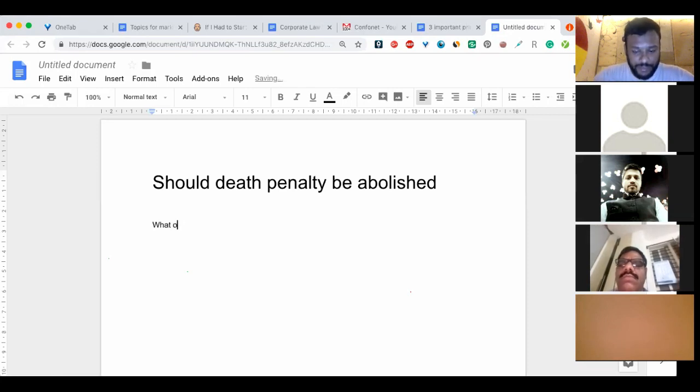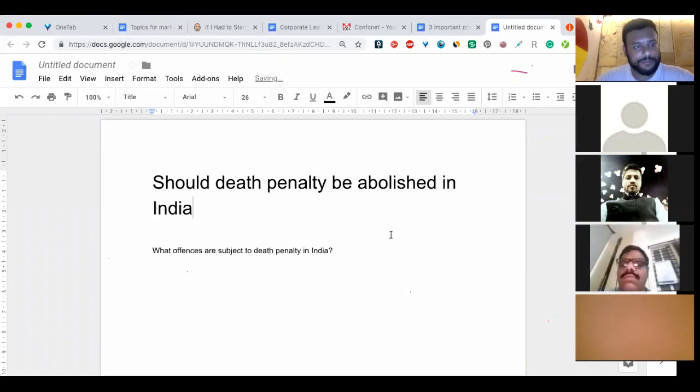What offenses are subject to death penalty in India? Okay, let's restrict it to India for the time being. So, should death penalty be abolished? We are guessing it is actually abolished in most countries in the world. So, when this question arises, we can assume that we are talking about India, right? So, we can add it to the topic: abolished in India. Okay. So now I've got a lot of questions. That is great. Thank you for participation.